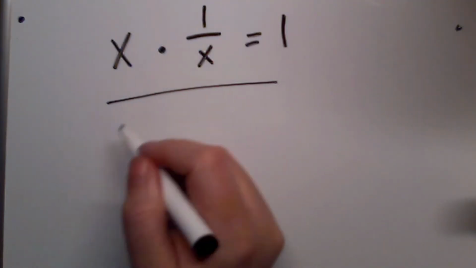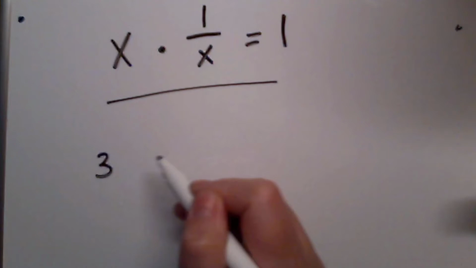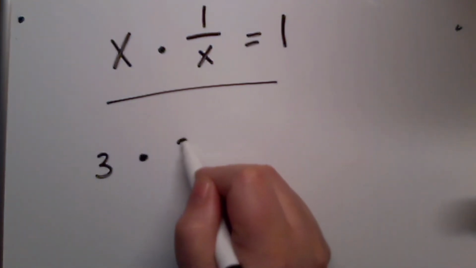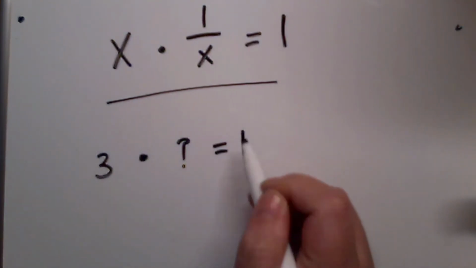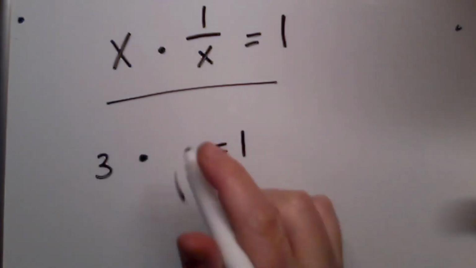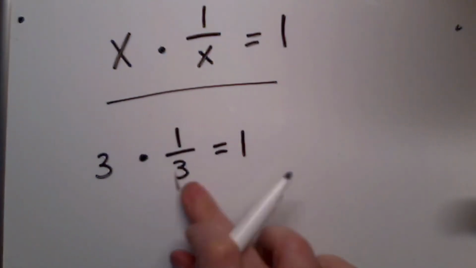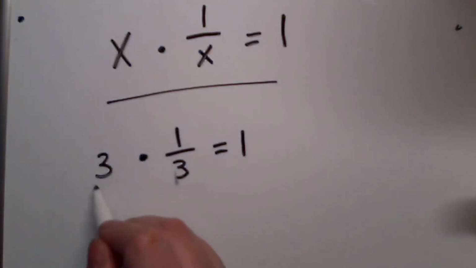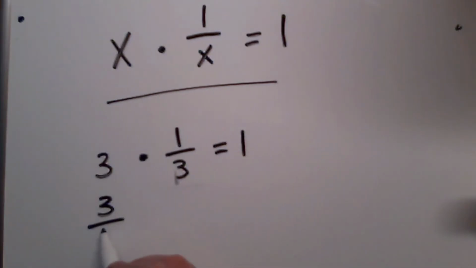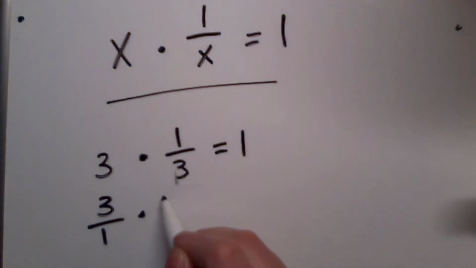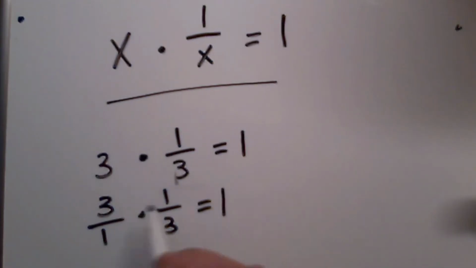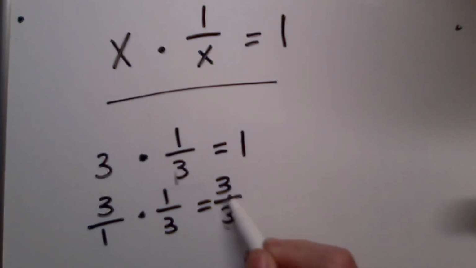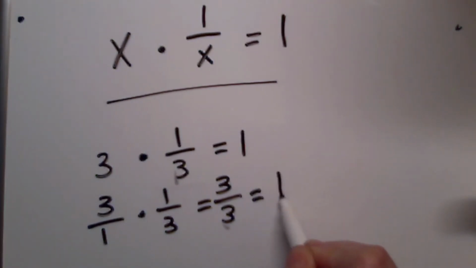So we can just try another example here. Say x is 3. So 3 times what equals 1? Well, we just follow our pattern here. All we have to do is make that 1 over 3. 3 times 1 over 3 equals 1. And we can check the math on that too. When we have a whole number like 3, it's like writing 3 over 1, times 1 over 3 equals 1. When we multiply across, it ends up being 3 over 3. 1 times 3 also equals 3. When you have a number that's over itself, that's the same as writing 1.